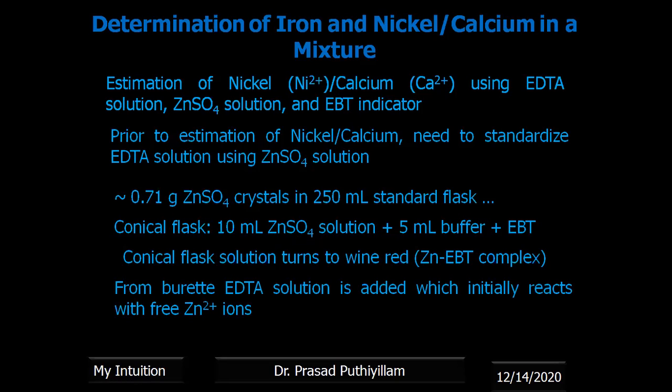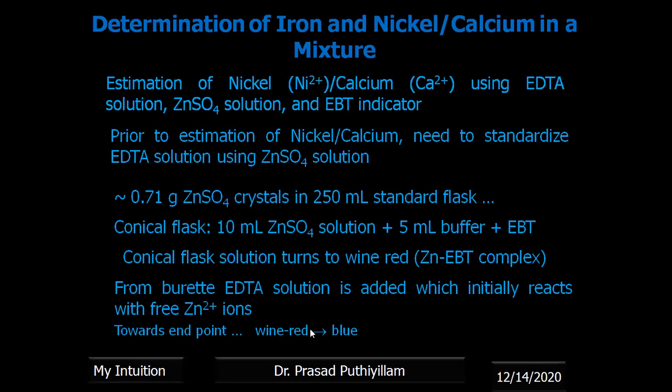From the burette, we are adding the standard disodium salt of EDTA solution, which initially reacts with the remaining free zinc ions present in the conical flask, because we added only a few drops of EBT. Only a few zinc ions are combined with the EBT. There remain a lot of zinc 2+ ions. So initially when we titrate, the EDTA we add from the burette will react with the zinc 2+ ions.